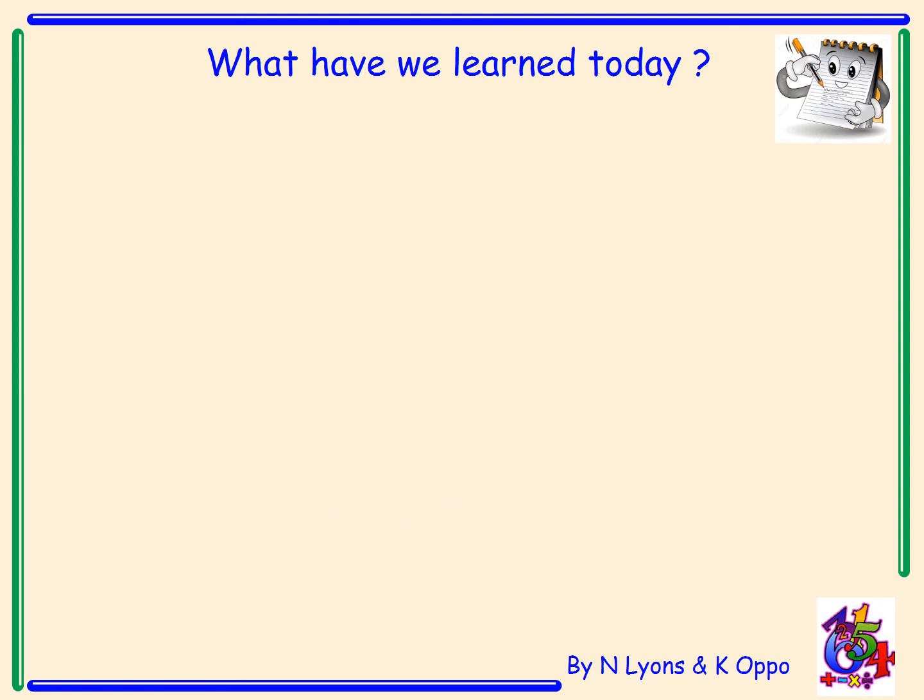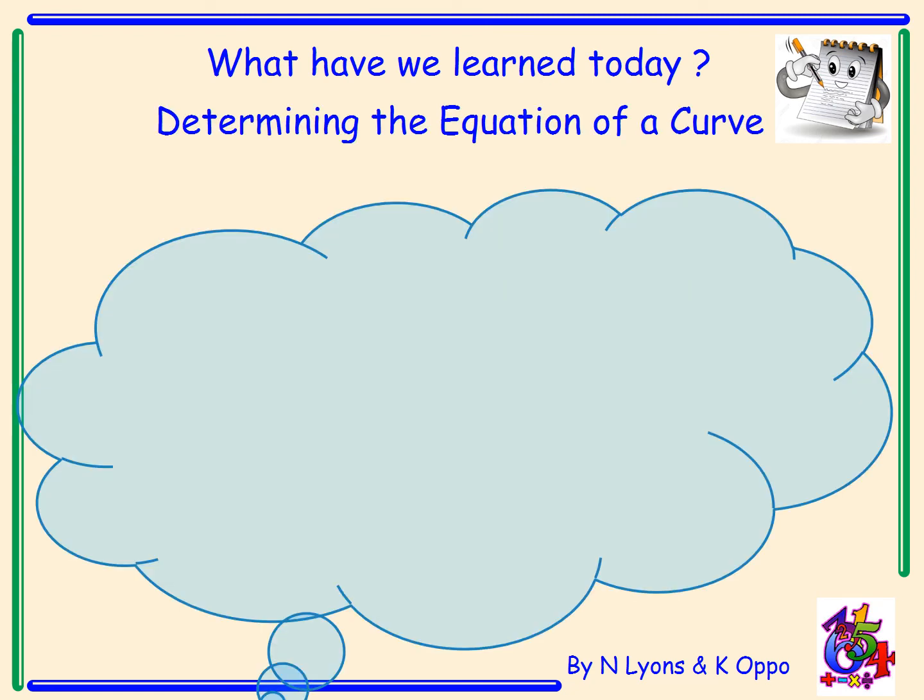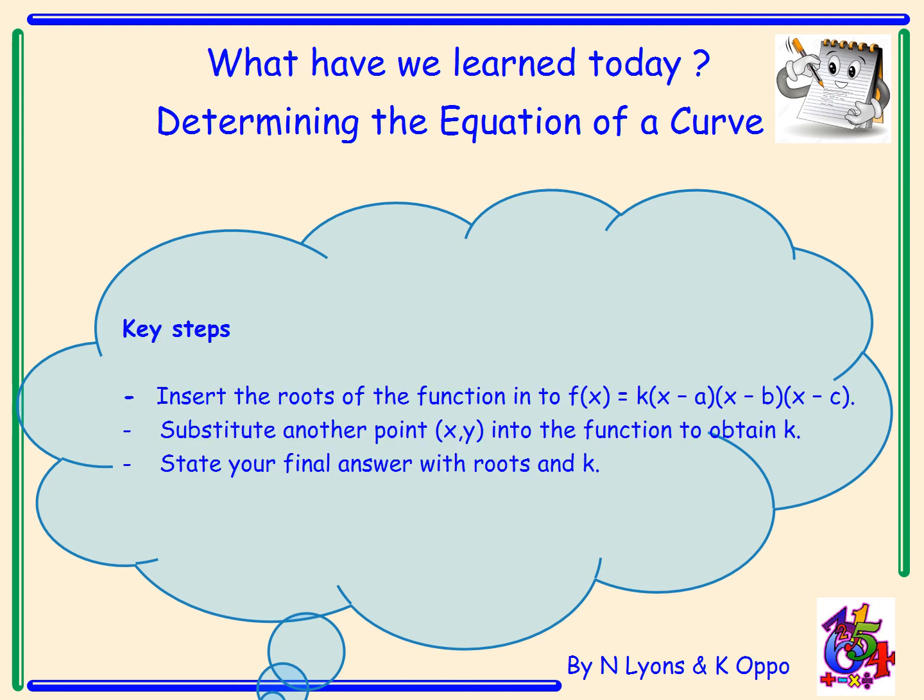So what have we learned today? We have looked at determining the equation of a curve. We must follow the key steps, inserting the roots of the function into the general form f(x) equals k times (x minus a), (x minus b), (x minus c). We must then substitute another point into the function so that we can obtain a value for k, and we must then state our final answer with all roots and k inserted.